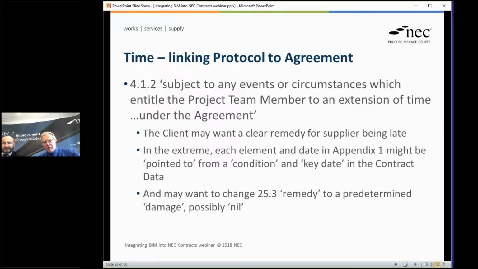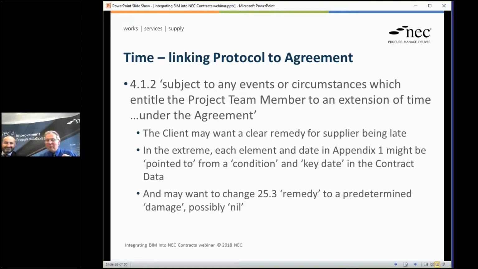The CIC Protocol 1 had an unhelpful line which said anything unreasonable, which basically gave a new compensation event. They now say we'll do what it says in the responsibility matrix, subject to anything which would give you an extension of time under the agreement, which is logical and fine. So i.e. compensation. In NEC language, a compensation event. Sorry, good thing. I forget we're on NEC.